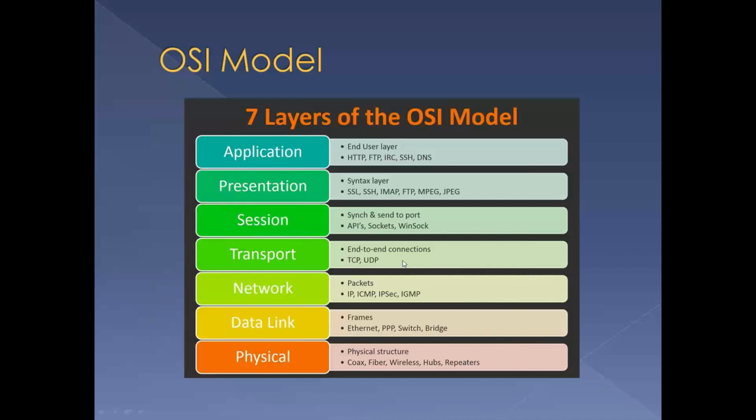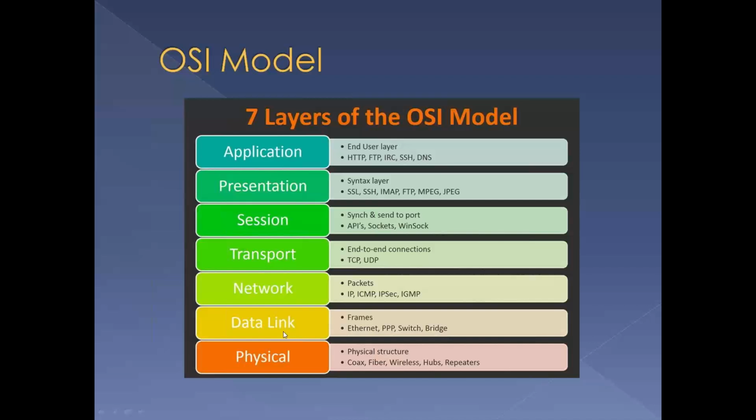Transport layer, it's end-to-end connection. This is controlling the connections between two systems, such as TCP and UDP. We'll talk more about TCP and UDP in a bit. Network. Probably the thing you'll hear most often in our industry is layer 3 technology. Well, that means that it's using IP. IP is a separate protocol that controls where the data goes by the IP address. These include IP, ICMP, IPsec, IGMP.